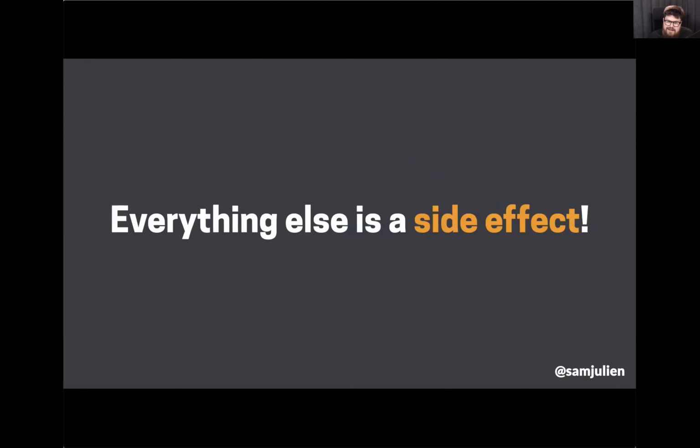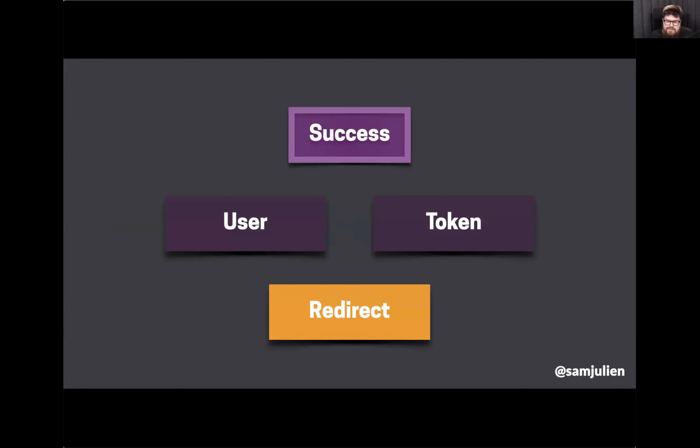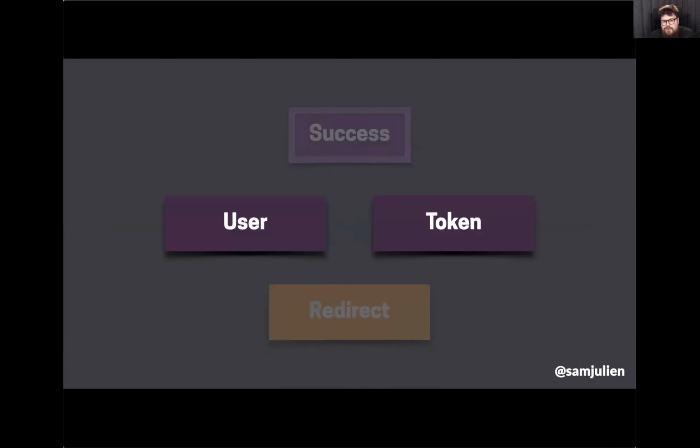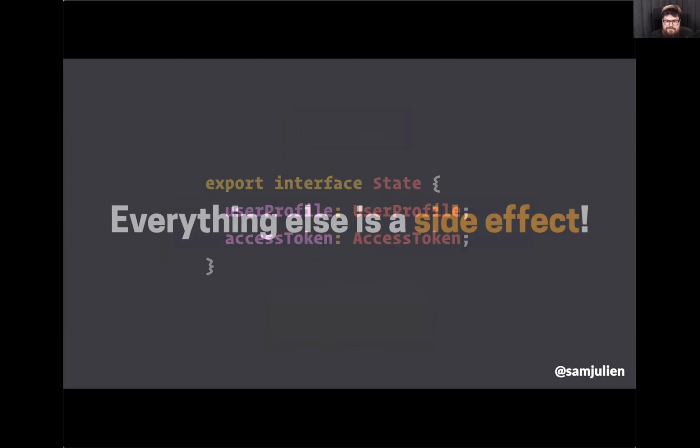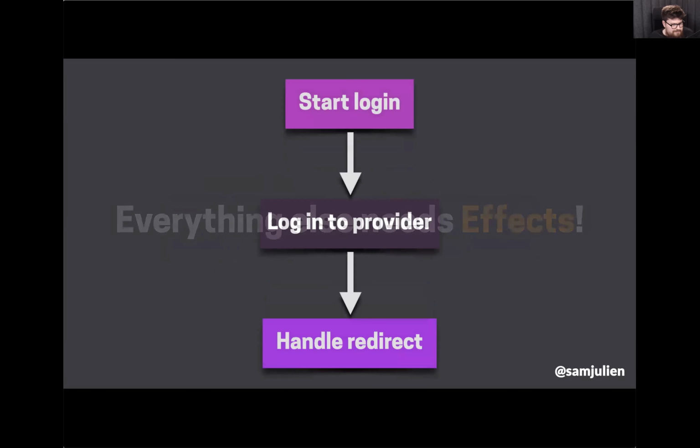Now, one thing I want to back up for a second. You might be wondering whether that redirect there is something that we're going to keep in state, but we're actually not really going to keep it. We're only going to hold it in memory for a second until we send the user off to wherever they're going. We don't need to hold on to that for the rest of the time. So that's why only the user and the token are parts of the state. Okay, so everything else needs effects.